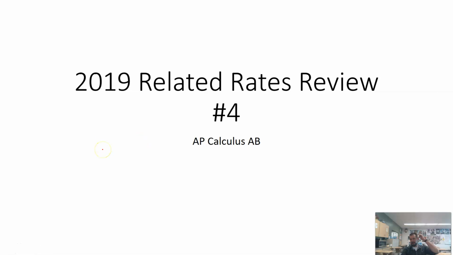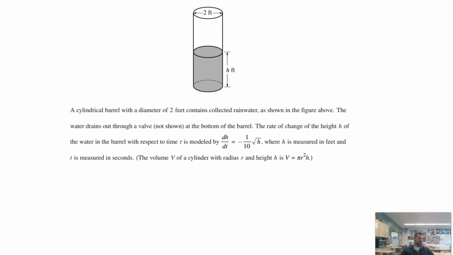All right, guys, so what we're looking at here is a problem from 2019. This is a related rates problem kind of mixed in with a particular solution problem. But I figured I'd put it underneath related rates because we needed to look at that one a little bit, okay? And this is supposed to be done without a calculator, so just be aware of that.